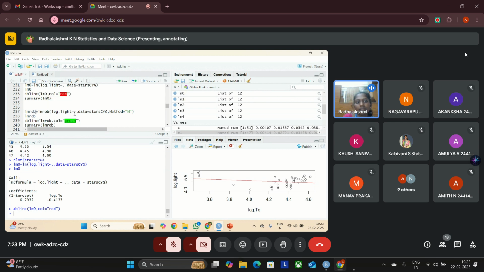Again, the dot symbol is used to include all the independent variables. Otherwise, you can specify the independent variables also. So data equal to star CYG, method equal to M. So this is the first method.